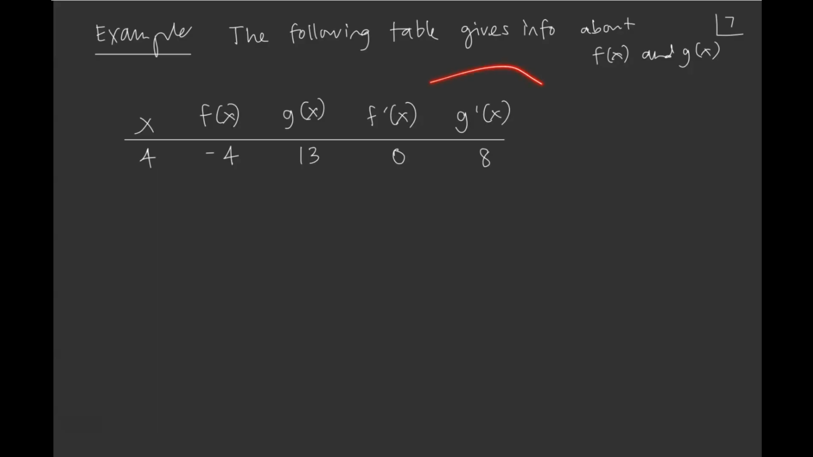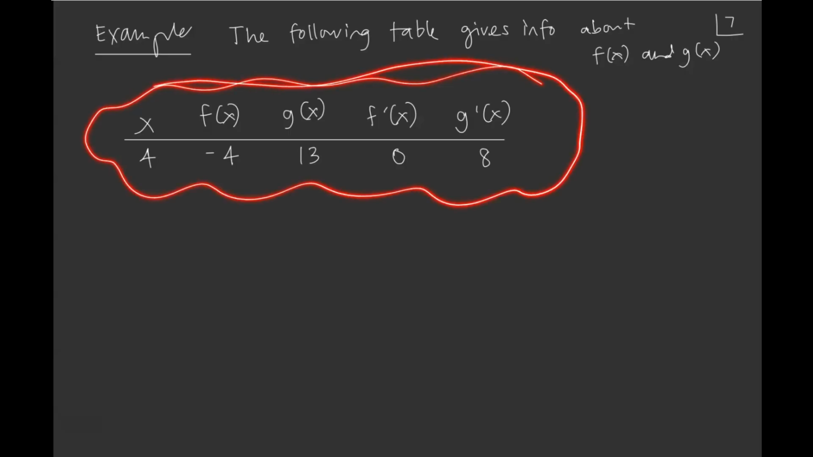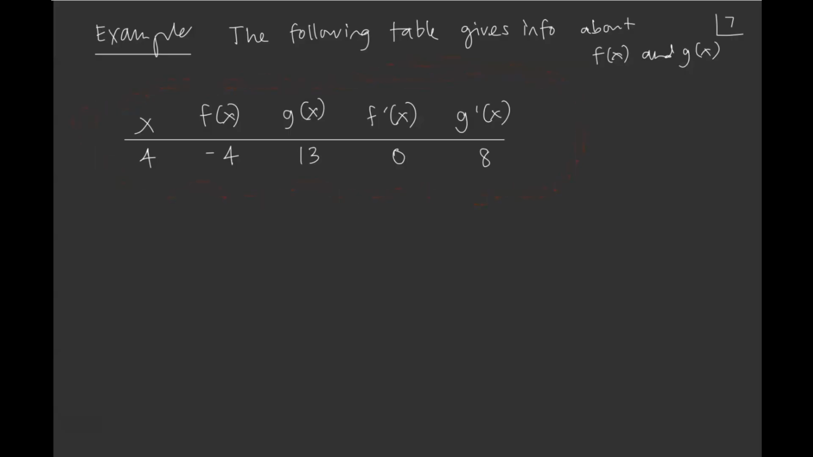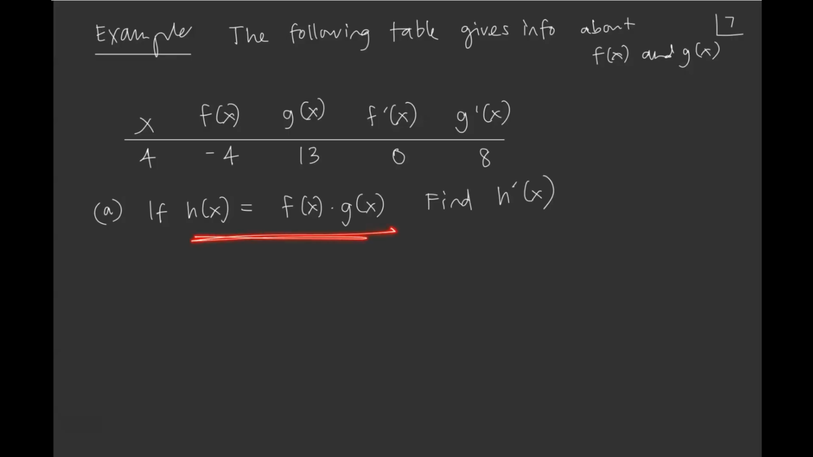So this is all the information they give us, no equations, just this table of values, and they're going to ask us to find different derivatives. So the first thing that they ask us is, if h of x equals f times g, they want us to find h prime of x. So h is a function that's just made by multiplying the two functions f and g together. No, not h prime of x. Let's find h prime of 4.